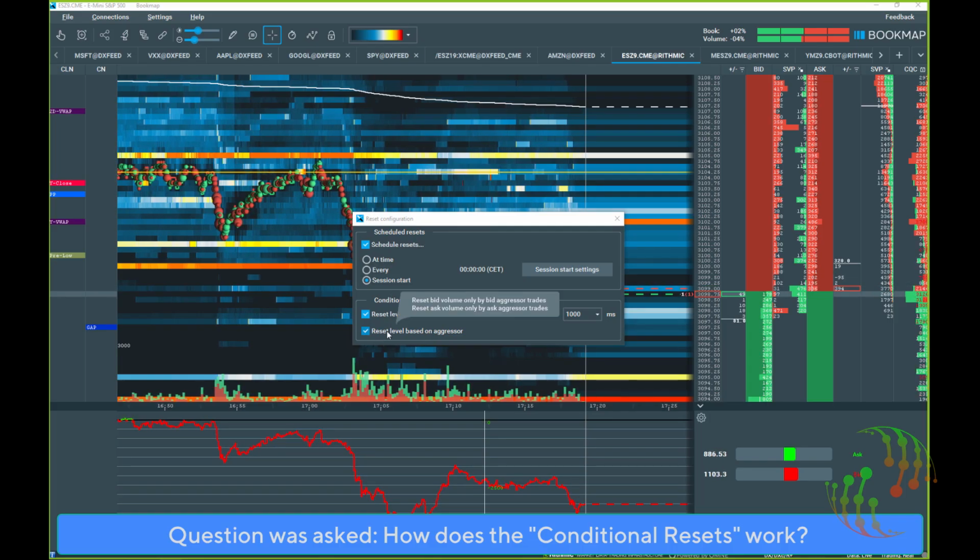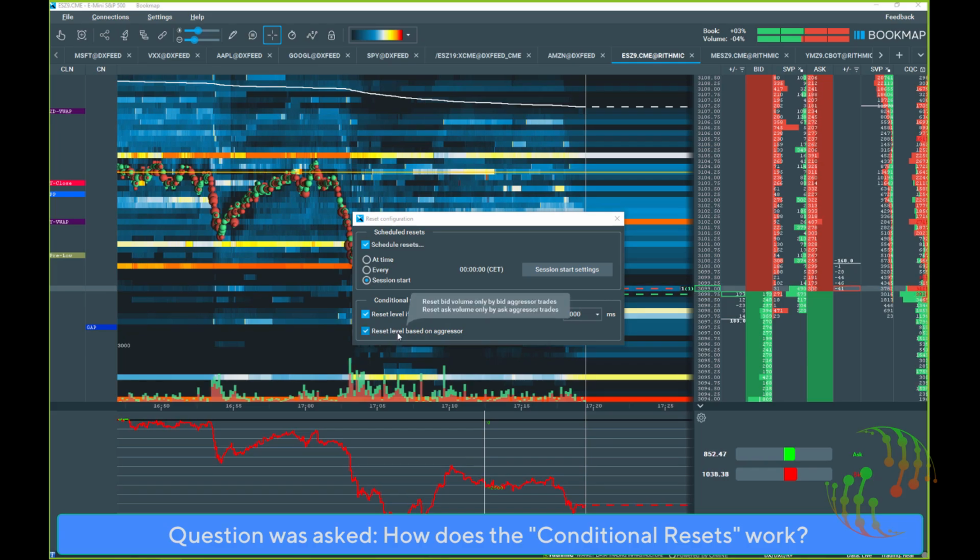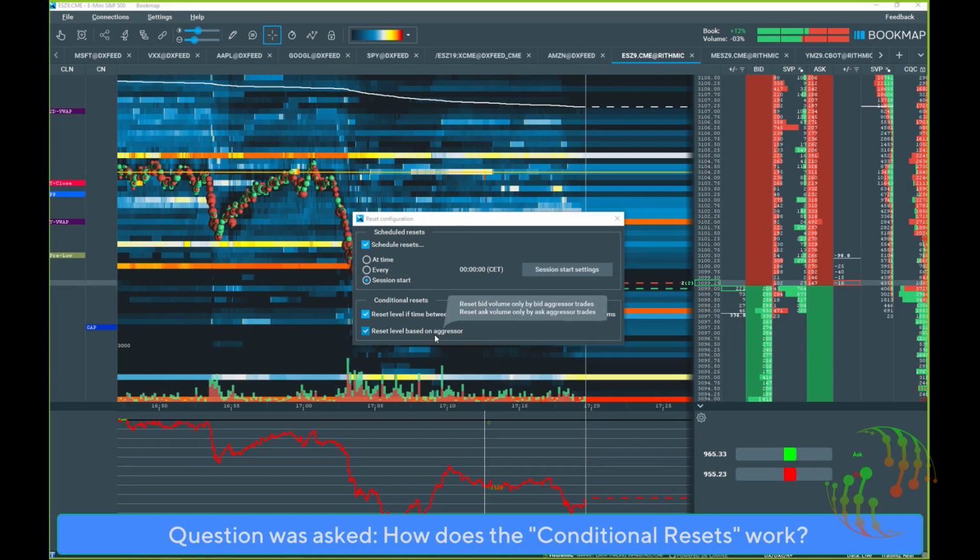That means when the aggressor changes his side from buy to sell, for example, then the condition is true, or the condition resets. So reset level based on aggressor means when the aggressor changes his side. It means when he goes from buy to sell, or vice versa, from sell to buy. Then this is one condition.